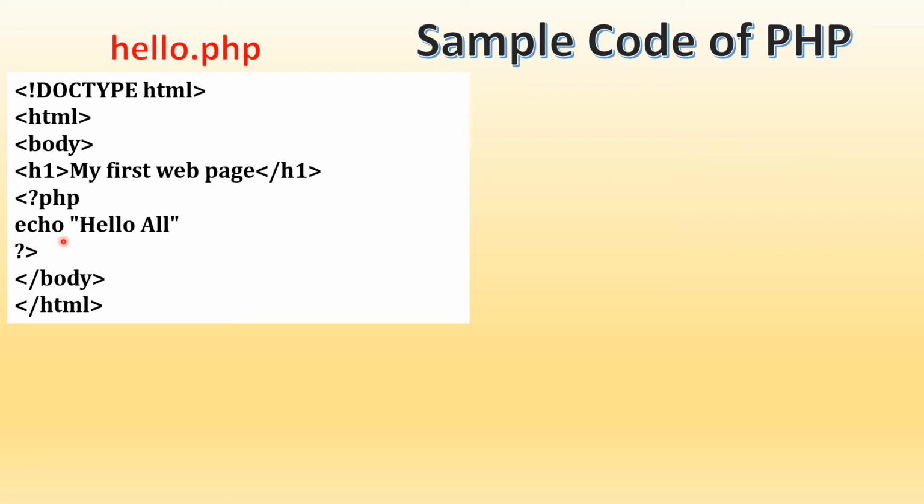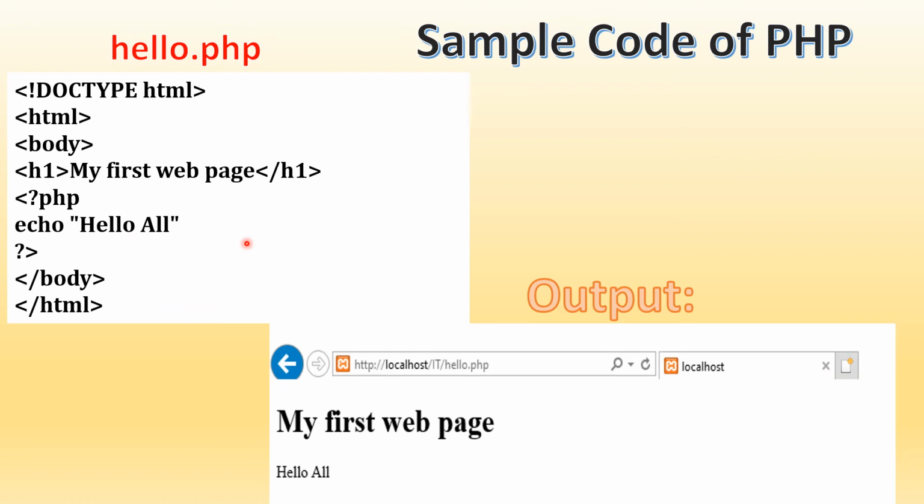The statement written here is echo hello all. So what is the meaning of echo? If you want to display a text on a web page, we have to write the statement called echo, and in double quotes I've mentioned the statement that is hello all. So here we'll see the output. My first web page, which is the H1, is displayed. Then we have hello all. So this is a sample PHP file with this coding.